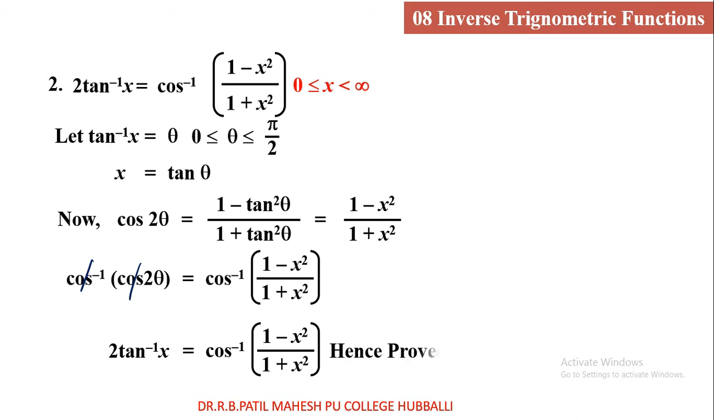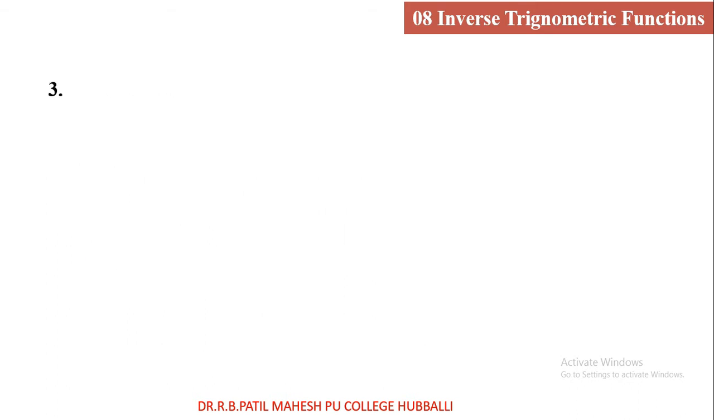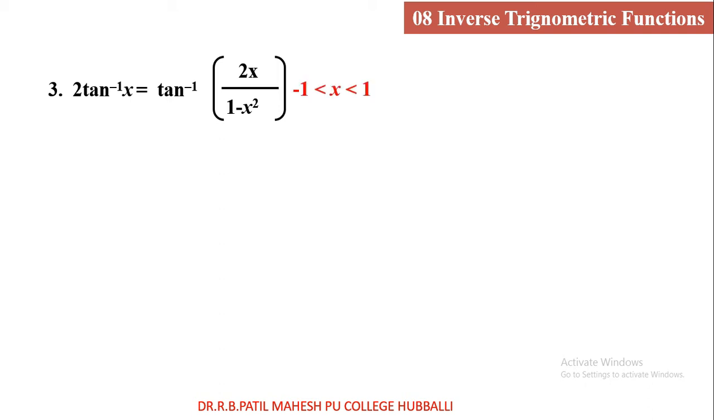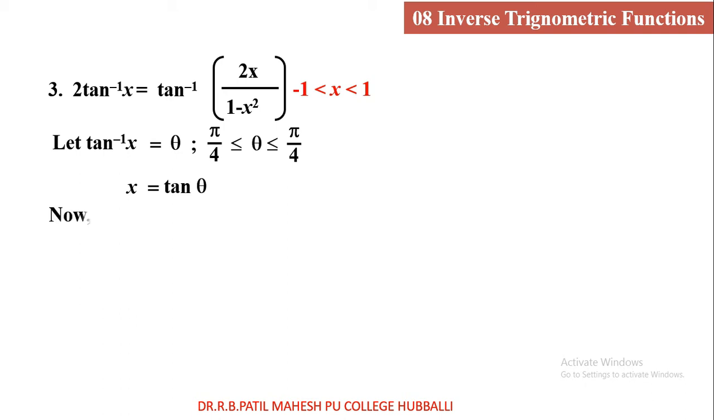Hence we proved. Number 3, 2 tan inverse x equal to tan inverse of 2x upon 1 minus x square, where x is between minus 1 to plus 1. Let me take tan inverse x as theta, and x will be tan theta. Now consider a formula here, tan 2 theta in terms of tan only, that is 2 tan theta upon 1 minus tan square theta. Replace tan theta as x, so 2x upon 1 minus x square.